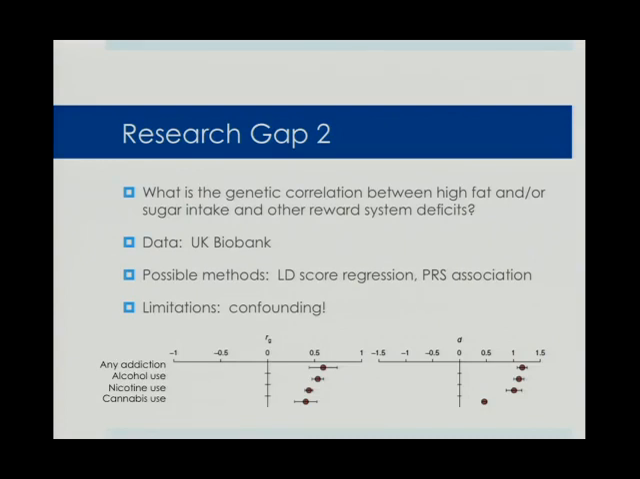So this cohort does not include children. It does include their weight percentile at age 10, I think. It's either 10 or 8. So that's something that could be helpful.